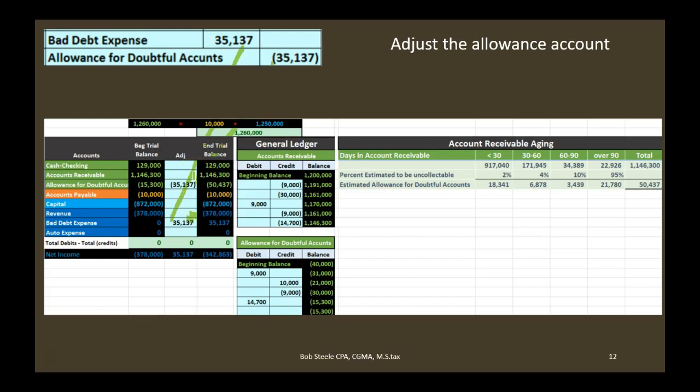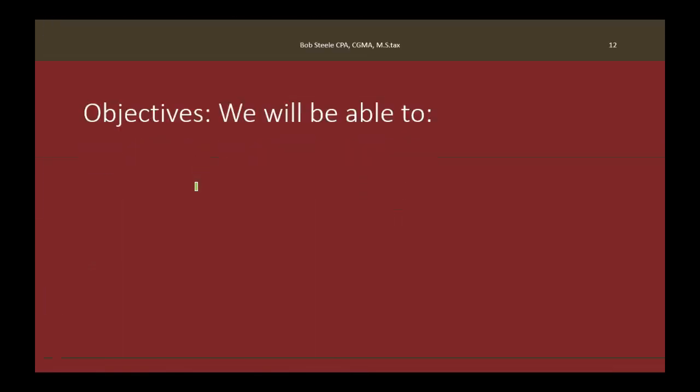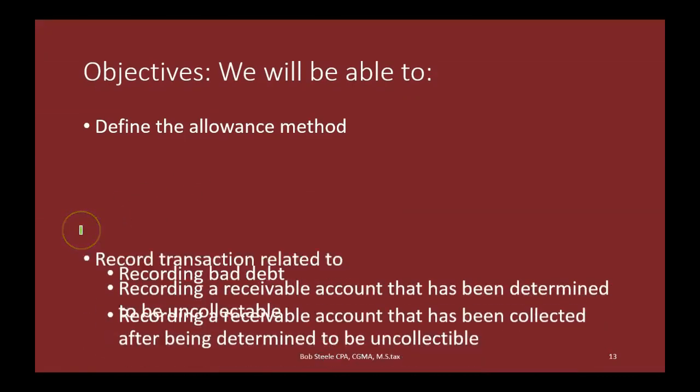However, we believe based on past experience that $50,437 will be uncollectible. We want to disclose that to the readers. We want to be as fair as possible and not be overstating our value. However, it's also just an estimate, and we could collect more, we could collect less. That's our best guess. So we are now able to define the allowance method.